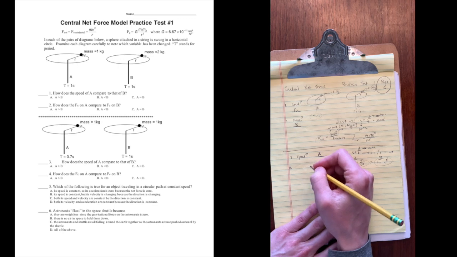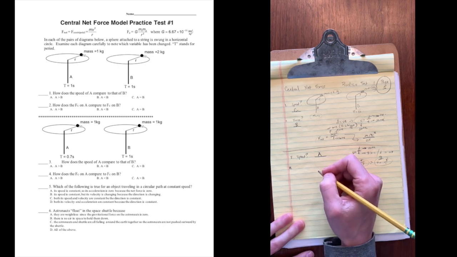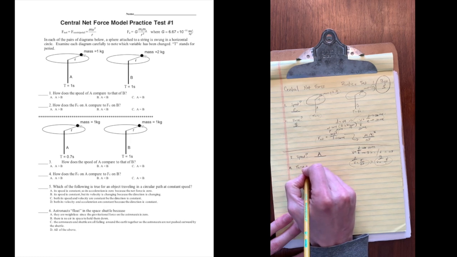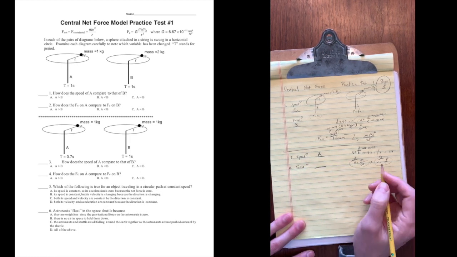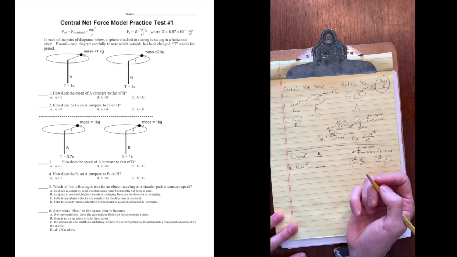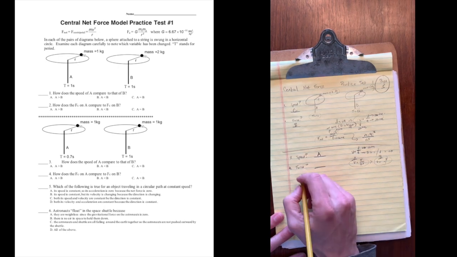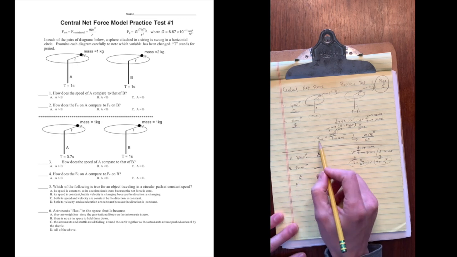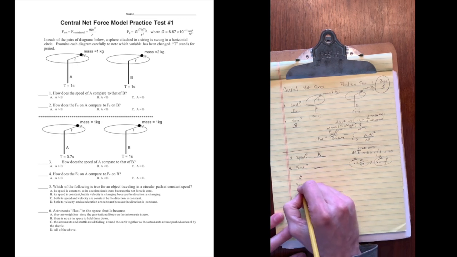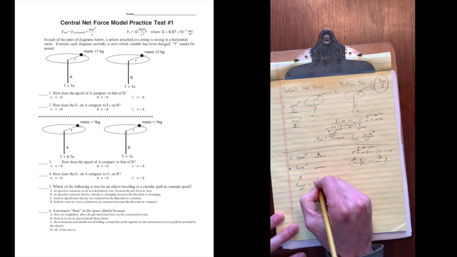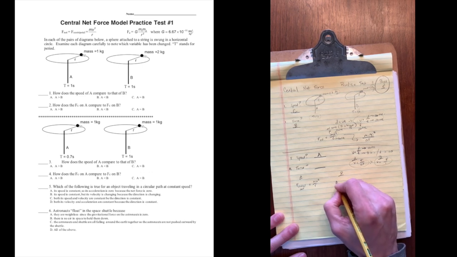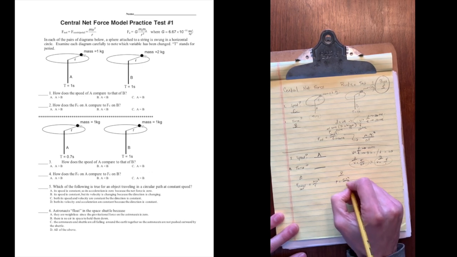Number 4 asks about force. So let's do some math for the force. We can look at, for A, what's going on? So our force, I'm using this equation again, our central net force is equal to mv squared over r, and then for B also mv squared over r.